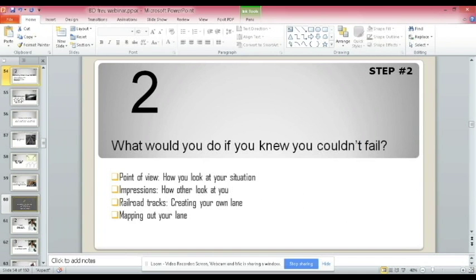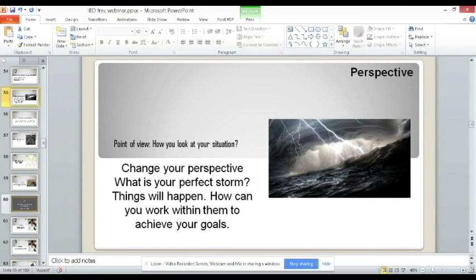Okay, number 2. What would you do if you knew you couldn't fail? Your point of view, how you look at a situation, the impressions of how others look at you, the railroad tracks, and creating your own lane, and then mapping out that lane. All right, so your perspective. How you look at your situation matters. Changing your perspective and defining that you have a perfect storm.